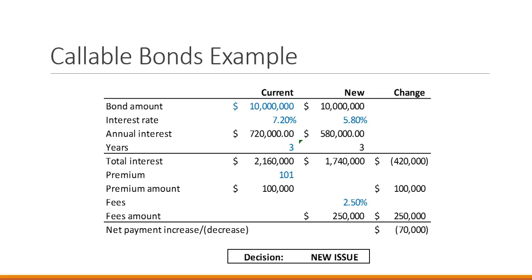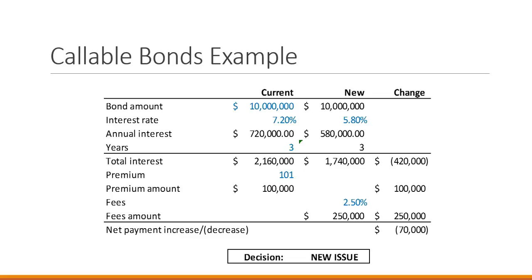Now, the call feature requires the premium payment of 101. That means a 1% premium on the bond face amount, or purchasing at 101% of the bond face amount. So the additional amount to pay would be $100,000. And the new issue would require fees of 2.5%, which results in a fee amount of $250,000. So for the change analysis, interest goes down by $420,000. The premium requires an additional payment of $100,000. The fees for the new issue require a payment of $250,000. And the net decrease in cash outflow is $70,000.